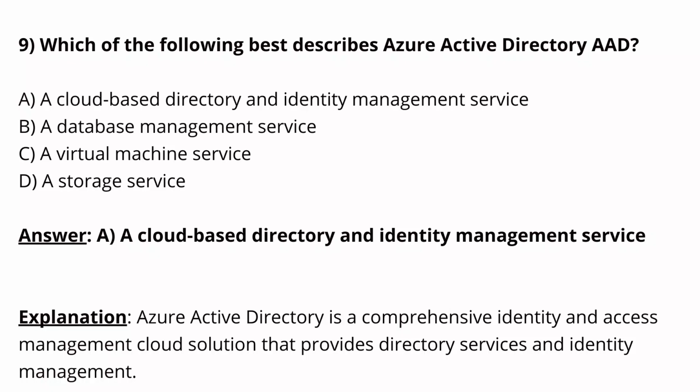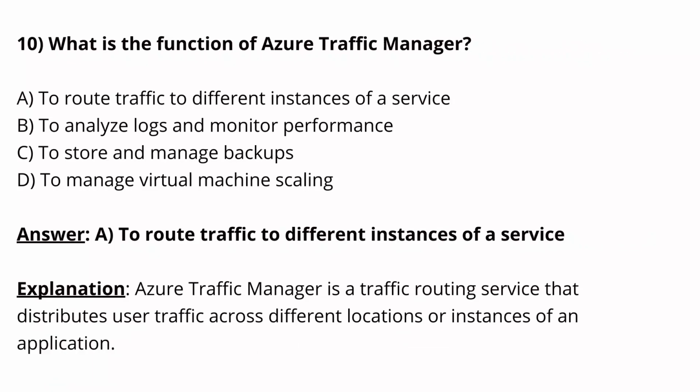Question number 10. What is the function of Azure Traffic Manager? Option A, to route traffic to different instances of a service. Option B, to analyze logs and monitor performance. Option C, to store and manage backup. Option D, to manage virtual machine scaling. So the correct answer is to route traffic to different instances of a service. Azure Traffic Manager is a traffic routing service that distributes user traffic across different locations and instances of an application.